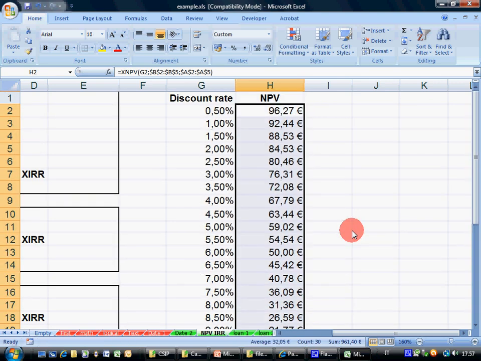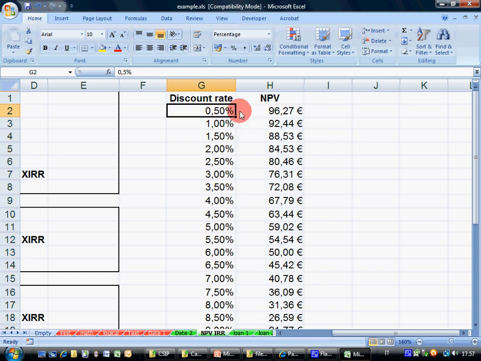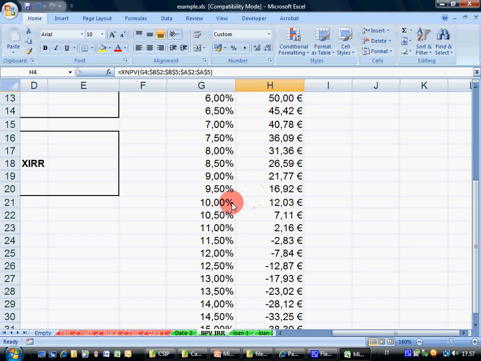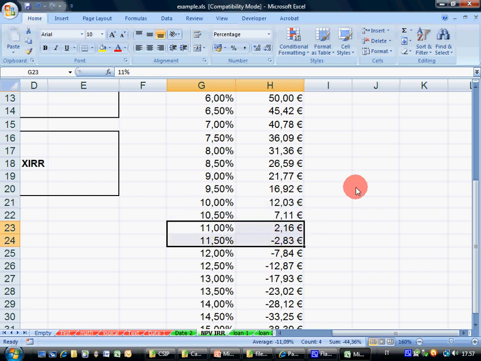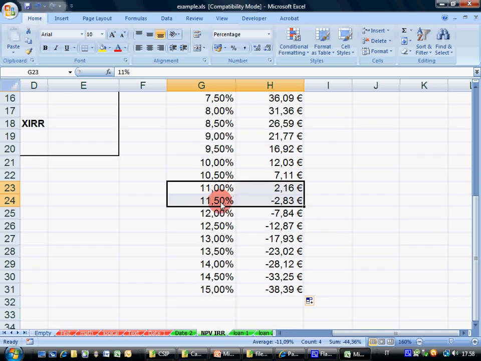Okay. Let's see the net present value according to discount rate. If the discount rate is very small, as you can see, you are earning a lot of money. Then it decreases, decreases, decreases. At a certain point, more or less here, between 11 and 11.5, your net present value becomes negative. So it crosses the x-axis, the horizontal axis. This point is called internal rate of return. Okay, then it becomes negative.